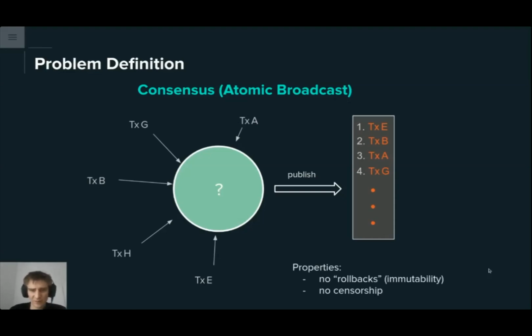So the important property of this system is that this list is append only. Okay, so there will be no rollbacks. Once something lands on this list, it will never be taken back. And there is no censorship in the system. Whenever a user sends a transaction, it will finally be appended to the log. And as you can imagine, such a log can be easily translated into a blockchain.